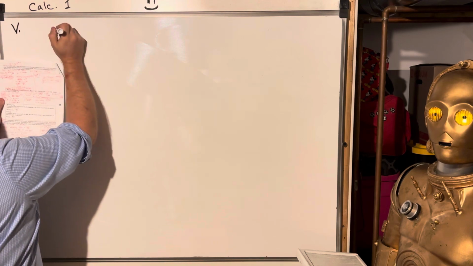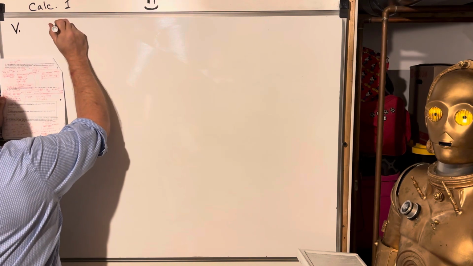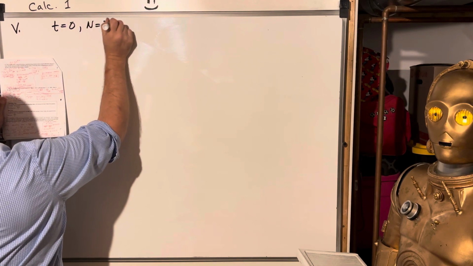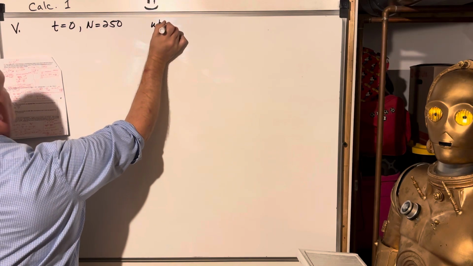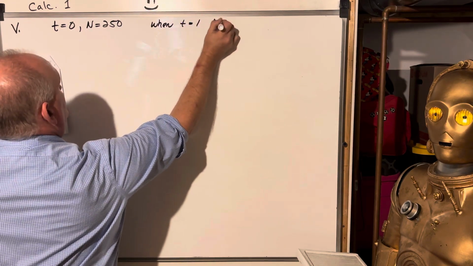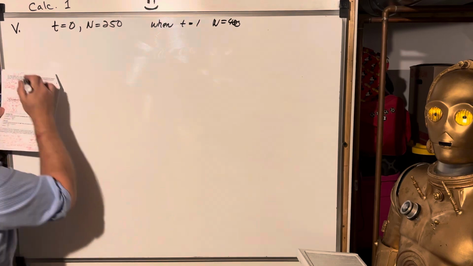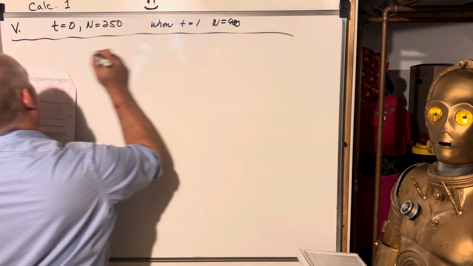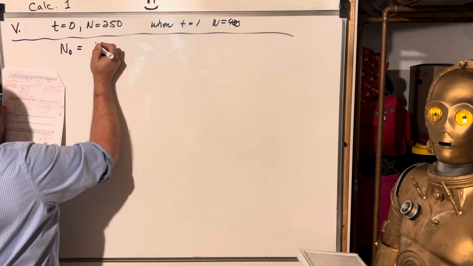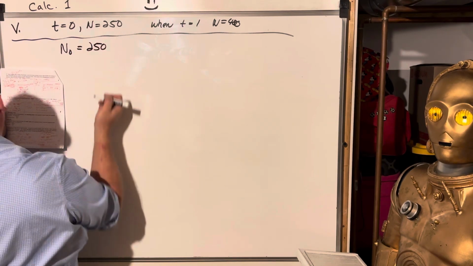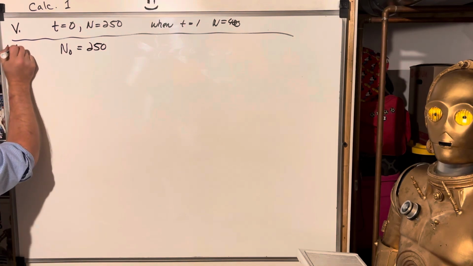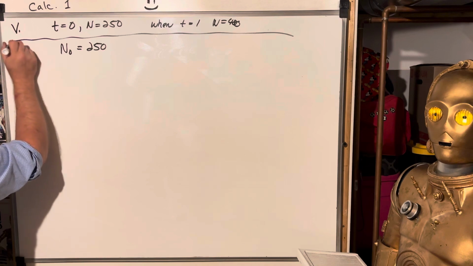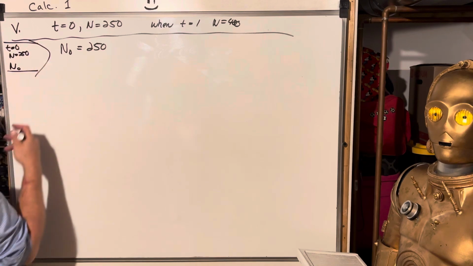All right, so for number 5, when t equals 0, n equals 250. When t equals 1, n equals 400. So that means n naught is 250. You could say t is equal to 0 and n is equal to 250. Find n naught. But that is our initial condition. It's just going to be 250.